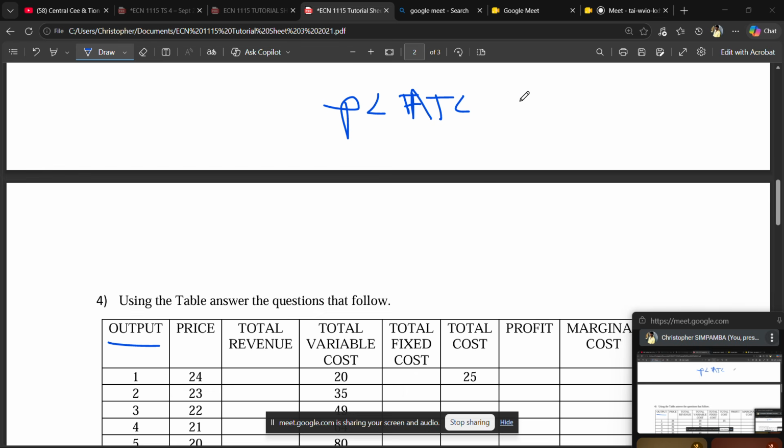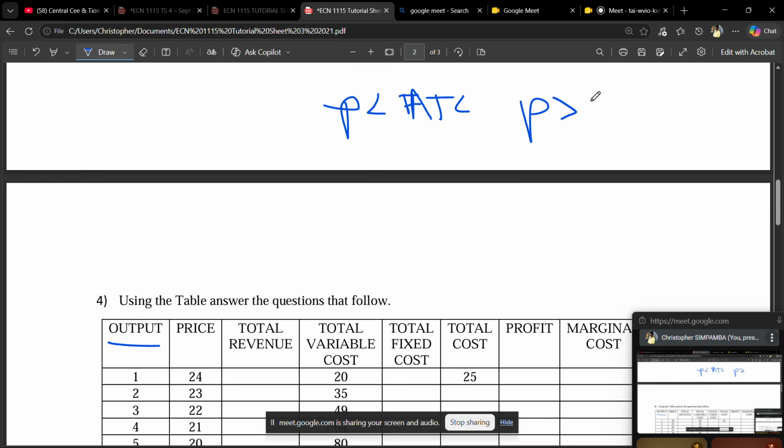And then if price was above average variable cost, while we have the price below average total cost, it means that a firm is making losses, but it will still be in business because it is able to cover some costs.